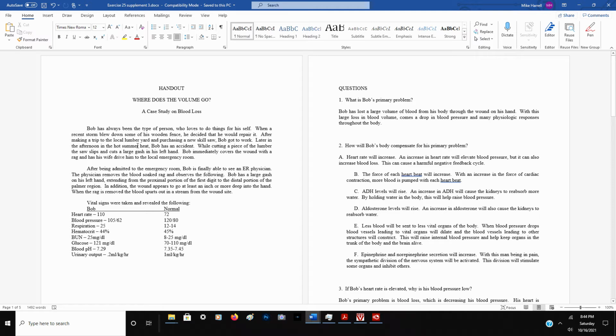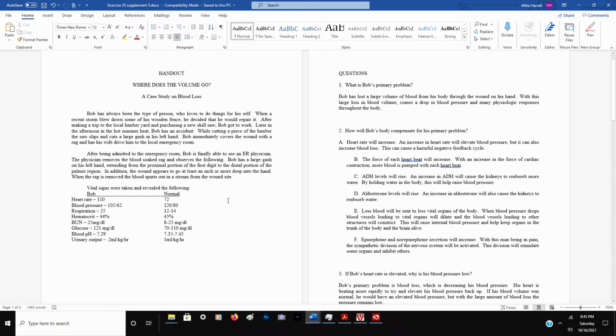Later in the afternoon, in the hot summer heat, Bob has an accident. While cutting a piece of lumber, the saw slips and cuts a large gash in his left hand. Bob immediately covers the wound with a rag and goes to the emergency room. After being admitted, Bob is finally able to see an ER physician. The physician removes the blood-soaked rag and observes the following.